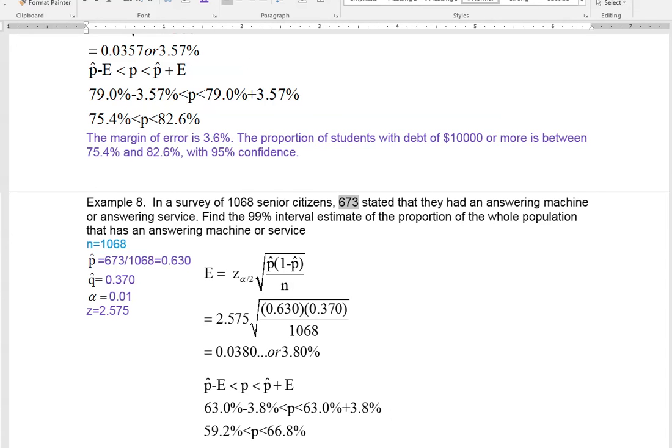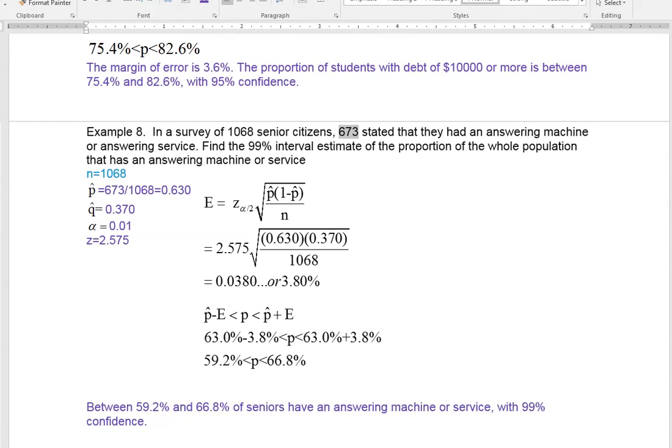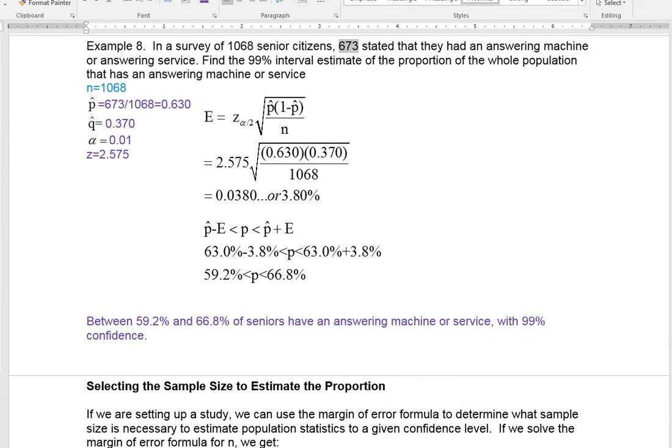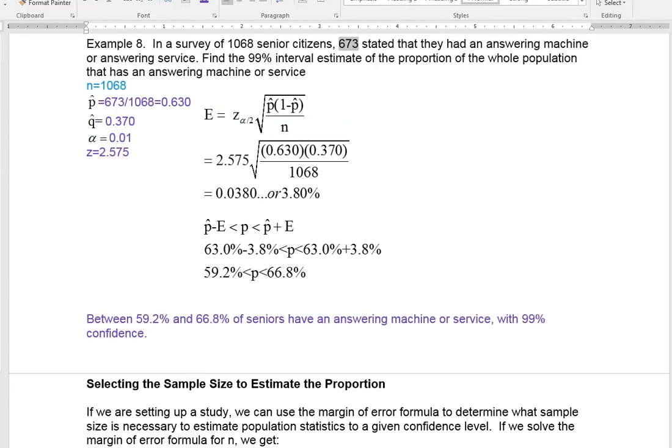Don't forget to include that final statement. So between 59.2% and 66.8%, have an answering machine or service with 99% confidence. I'm thinking that number's probably gone up since that question got made.